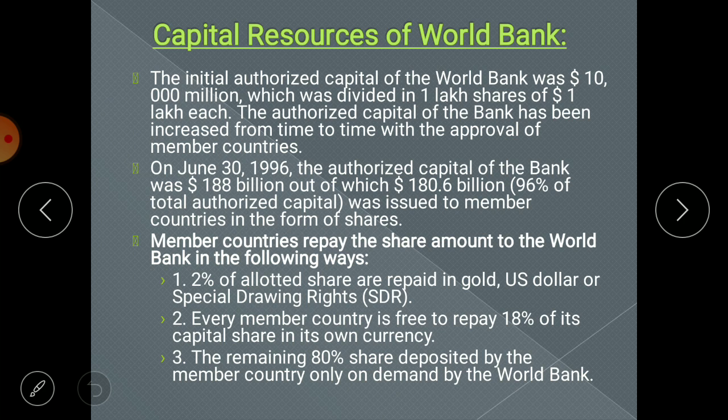On June 30, 1996, the authorized capital of World Bank was $188 billion, out of which $180.6 billion, meaning 96% of the total authorized capital, was issued to the member countries in the form of shares. Only 4% is unissued, 96% is issued capital. Earlier, it was $10,000 million, which increased to $188 billion.